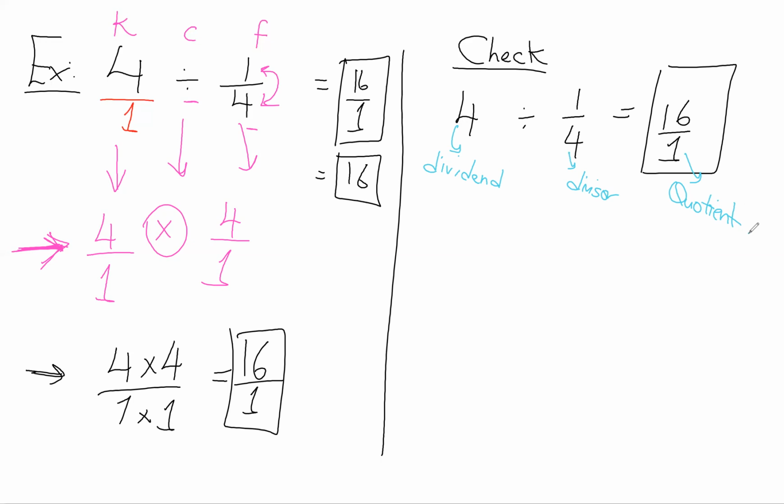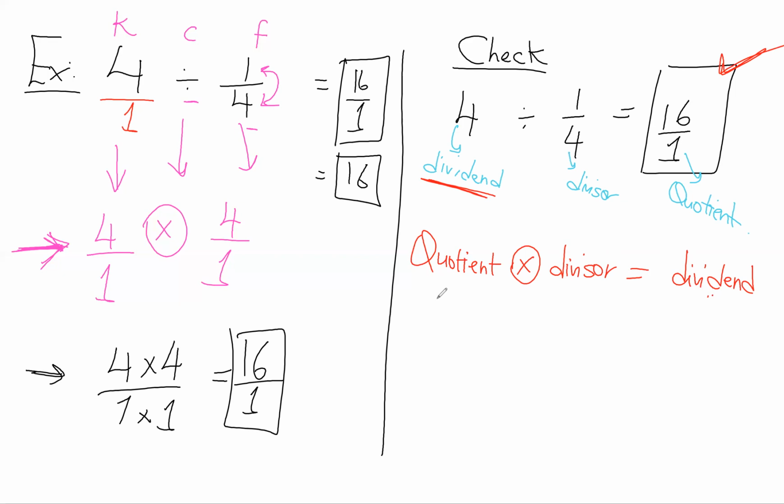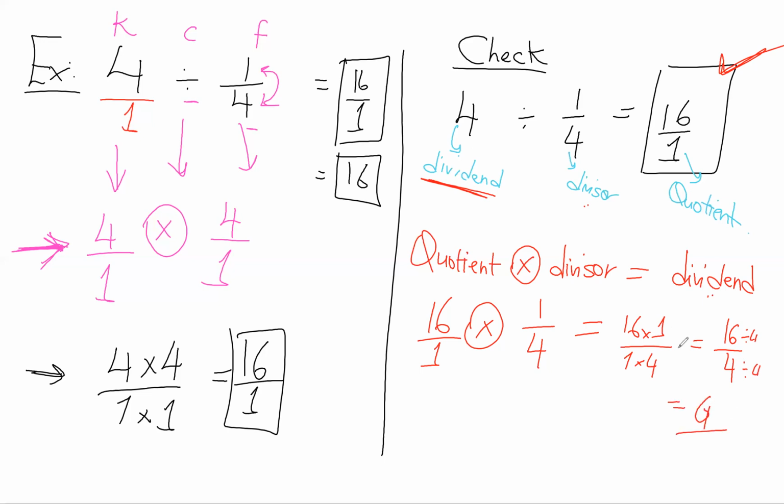Okay, for checking, what was our rule? So we take the quotient, we multiply it with the divisor, and our answer should be the dividend. In order to make sure that our quotient was correct, we need to get our dividend as our final answer in the check. So what is my quotient? 16 over 1 multiplied by the divisor. What's my divisor? 1 over 4. Let's solve it. 16 multiplied by 1 over 1 multiplied by 4. I get 16 over 4. Simplify, divide by 4, divide by 4. My answer would be 4 over 1, which is also equal to 4.